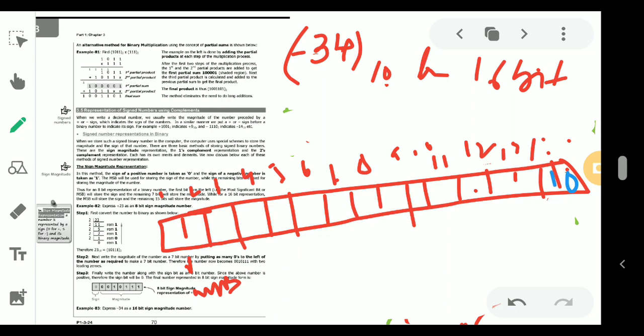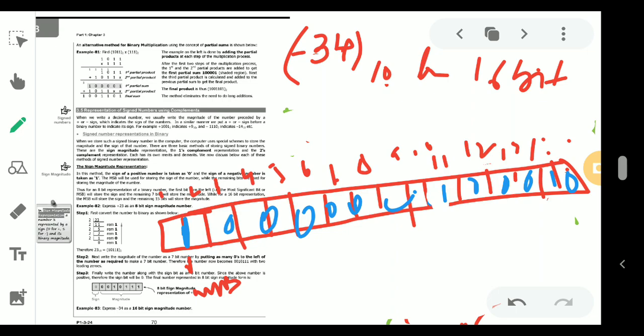Then it is 3 times 0. Okay, I'm writing 4 times 0. Okay, 3 times 0. Okay, then it is 1. And the rest of the positions we will fill with 0 values. And it is the most significant bit, here we will put 1. So in this way we can represent minus 34 of base 10 value into 16-bit representation.